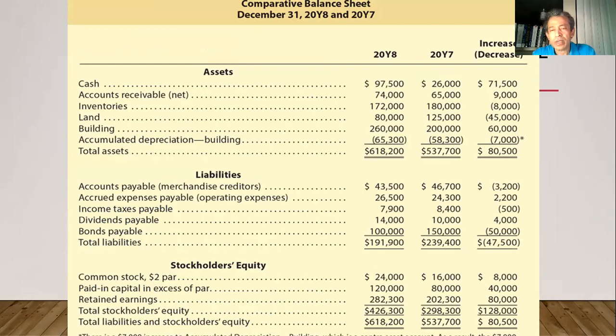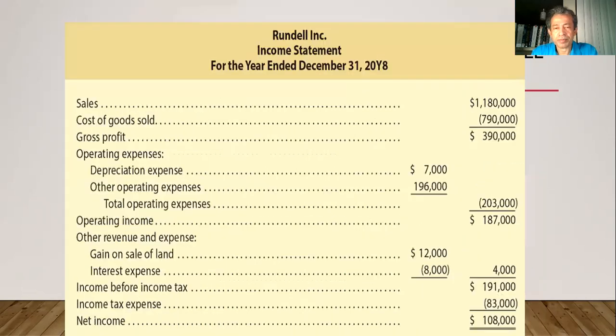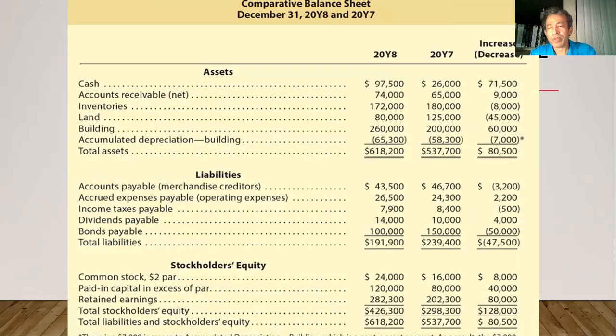So the book value was 45, but then there was a gain of 12. So $45,000 worth of land was sold for 57. That would be the amount, I would assume. See, gain on sale of land is $12,000. The book value was 45. So 45 plus 12, the actual proceeds was $57,000. And the building has gone up by $60,000.